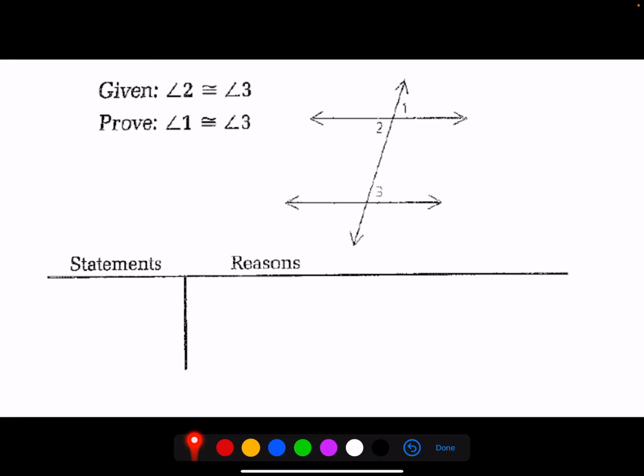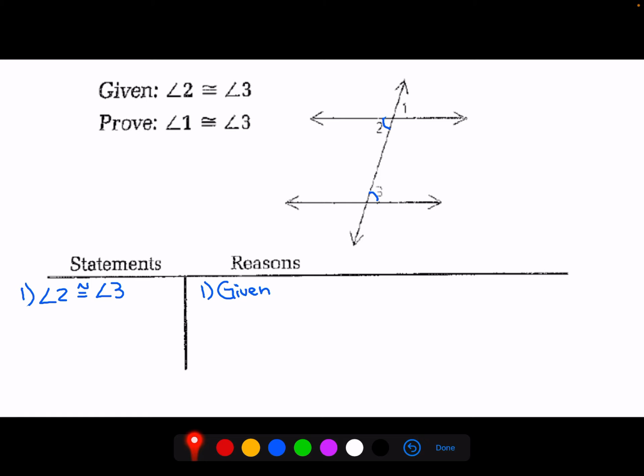So let's go ahead and prove one of these. So given angle 2 is congruent to angle 3, prove angle 1 is congruent to angle 3. So first off, let's go ahead and write our given statement. Angle 2 is congruent to angle 3. That's given. So angle 2 and angle 3 are congruent to each other.